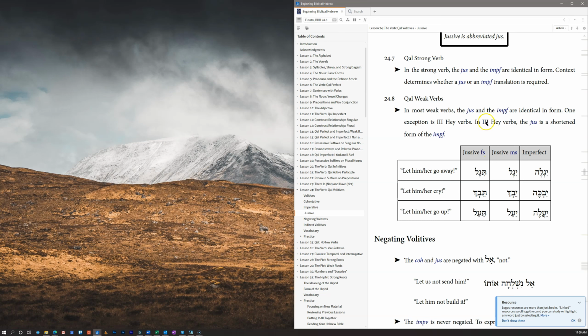So this happens in third Hey verbs, like this. The third Hey gets dropped off. This also happens in Niphal verbs, the Niphal pattern. So just in the Niphal pattern, this could be strong verbs or weak verbs.